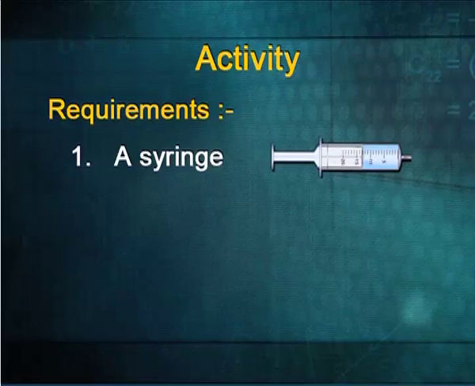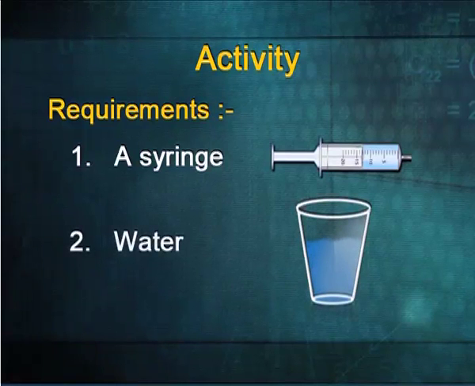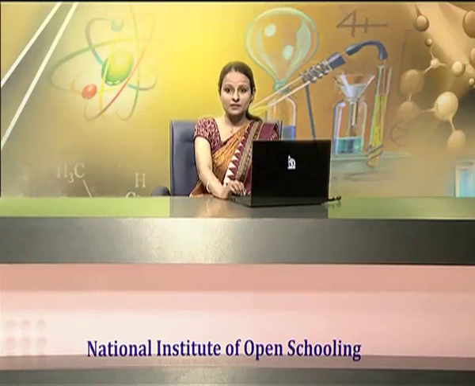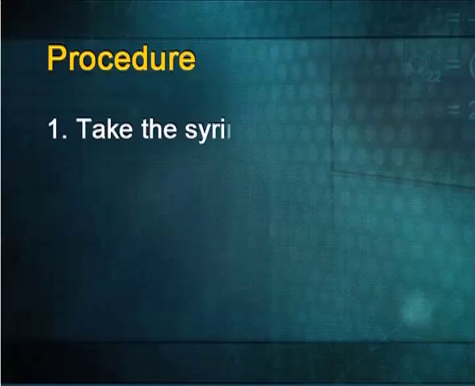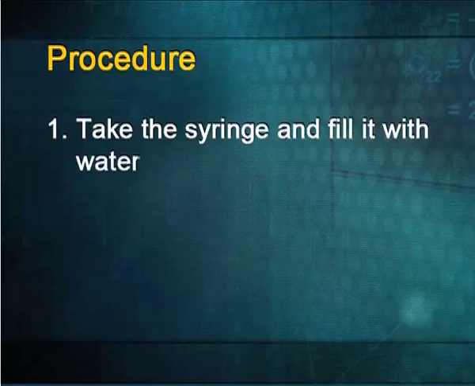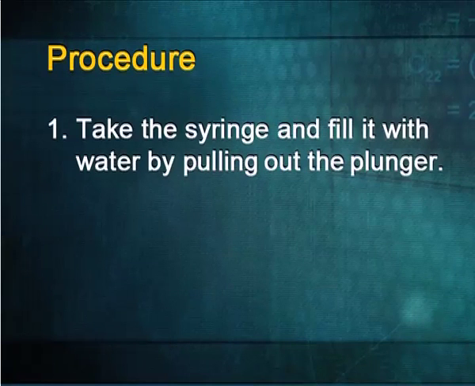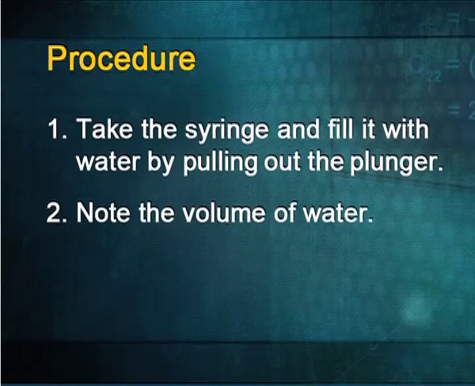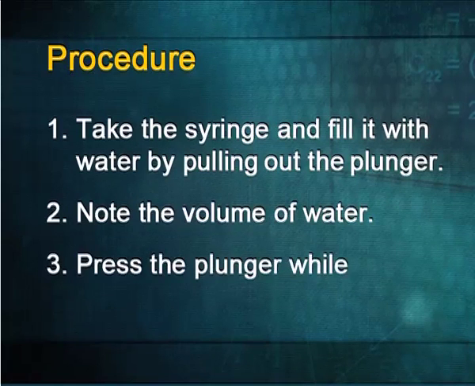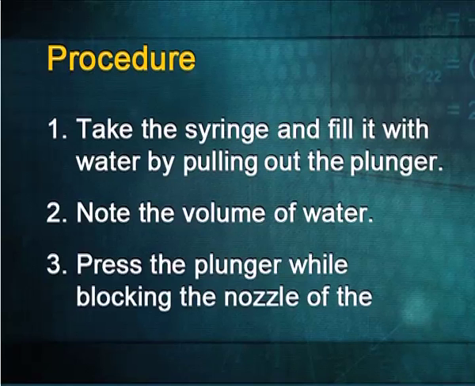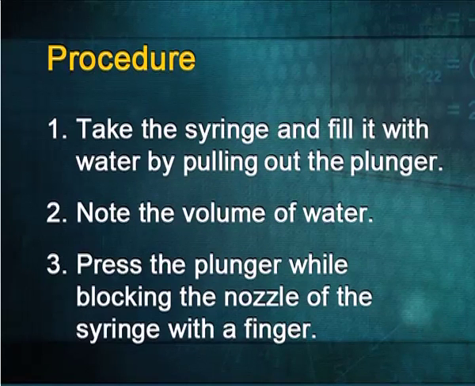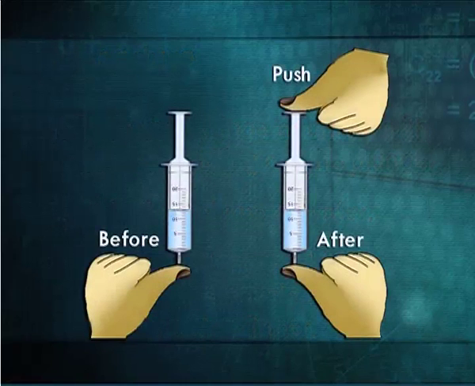Let us understand this with the help of an activity. We need a syringe and some water. The first step is we have to take the syringe and fill it with water by pulling out the plunger. Then learners, you have to note the volume of water and then press the plunger while blocking the nozzle of syringe with a finger. Now learners, what do you observe?